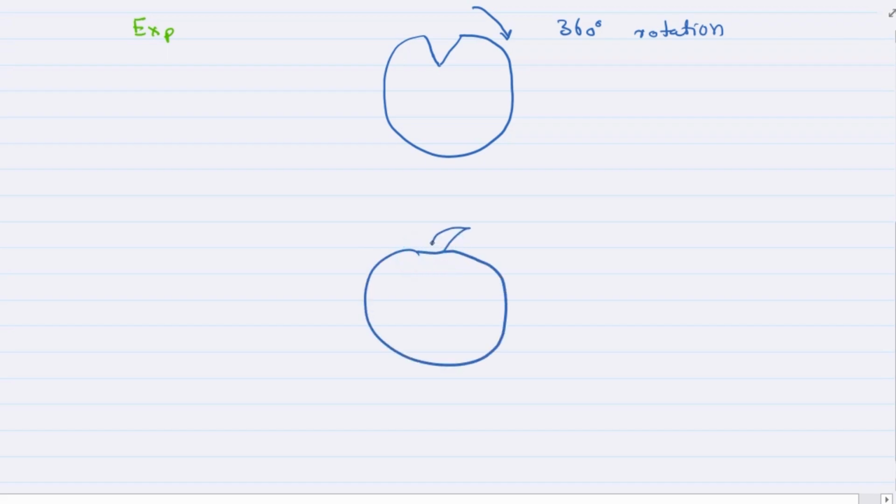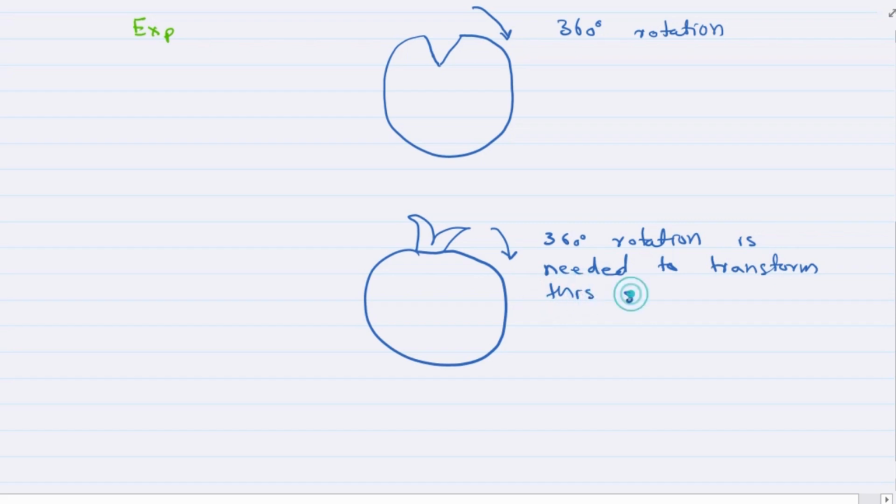Now we take another example. This is our another shape. Once again, I have to give a 360-degree rotation to this shape so that it remains symmetric even after the rotation. So a 360 rotation is needed to transform this shape to itself.